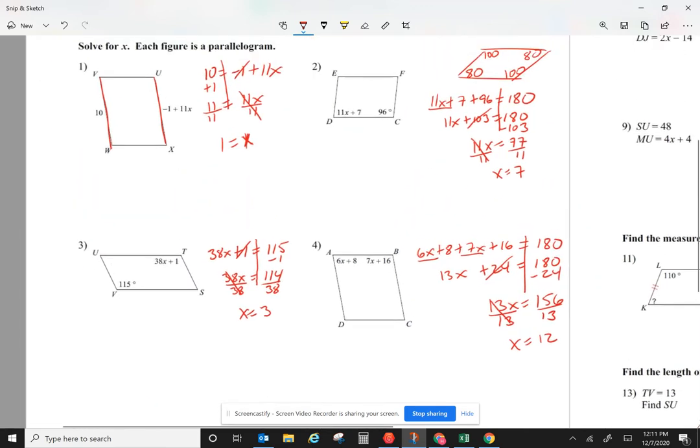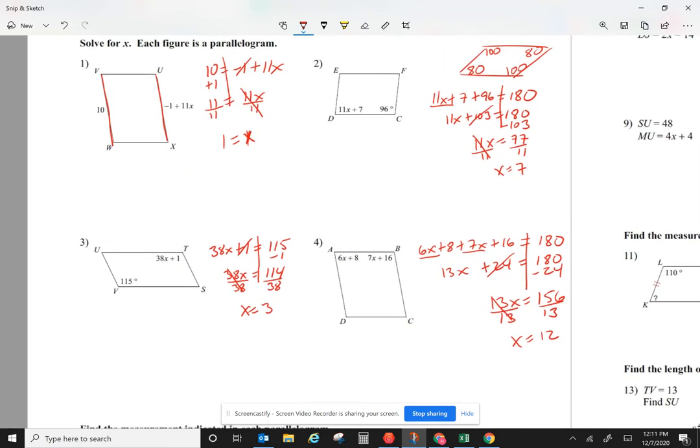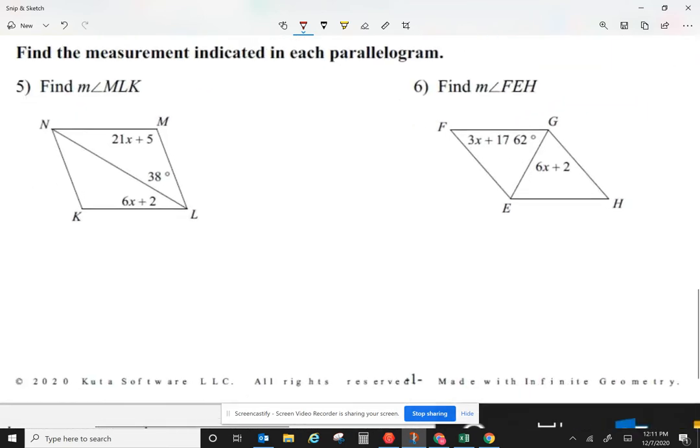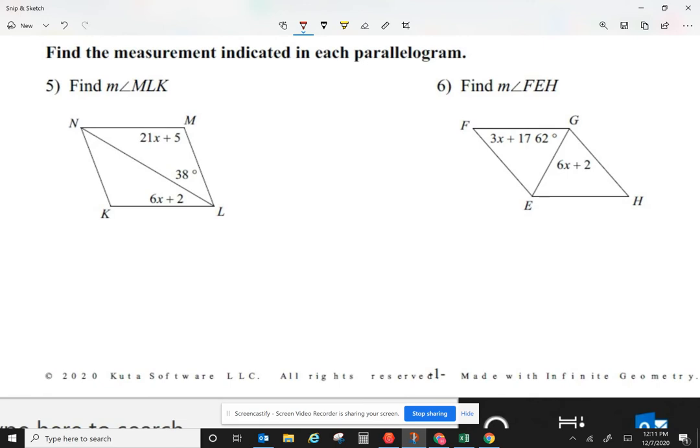So when it comes to angles on a parallelogram, opposite angles are equal to each other. Adjacent angles add up to 180. When it comes to sides, don't forget question number 1, opposite sides are equal to each other. All right, let's practice a little more on the angles. Let's take a look at something like this. Find the measurement indicated in each parallelogram.